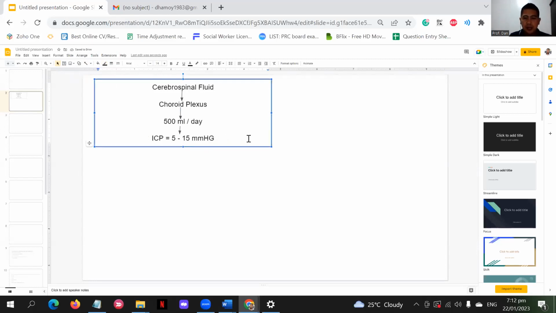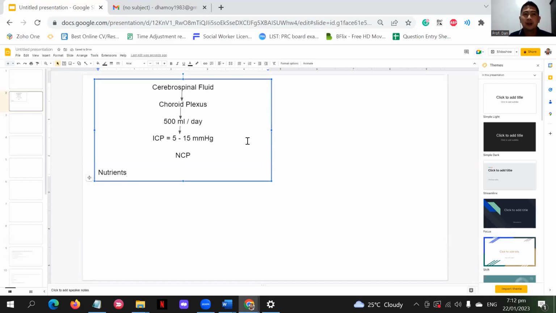For those who are already familiar with this but have a problem with organizing, just remember the functions of our CSF. Don't forget it's NCP. The clue here is NCP. The first function, our CSF is the one who provides nutrients to our brain and spinal cord.